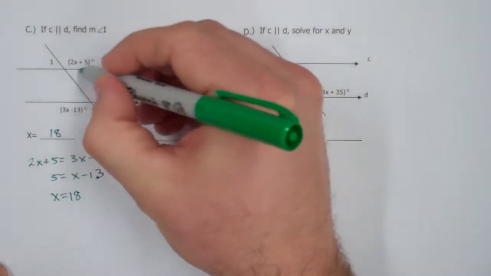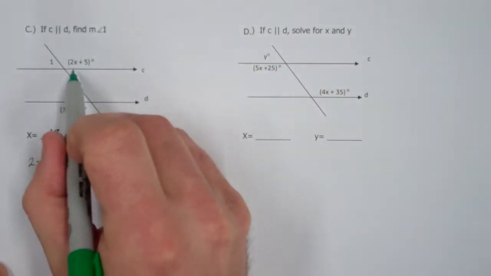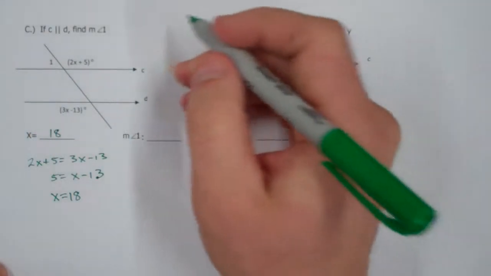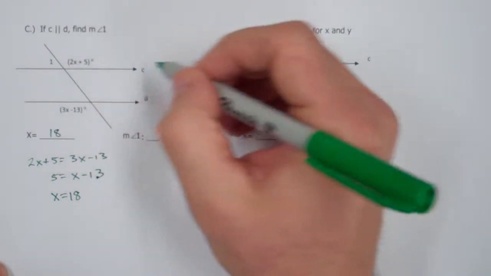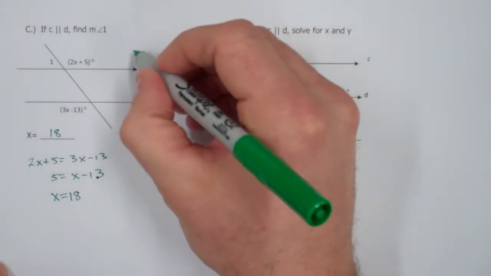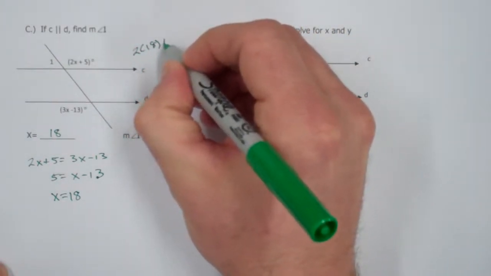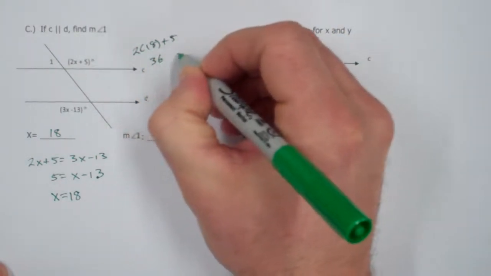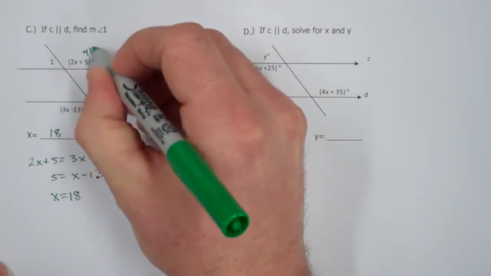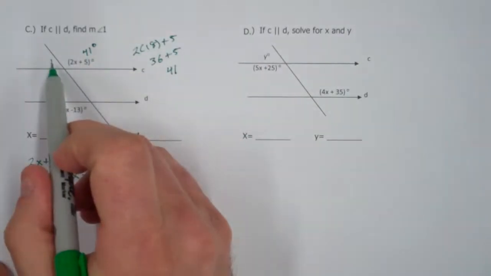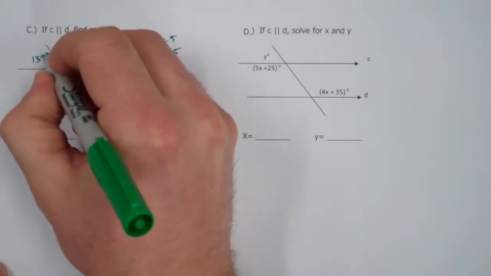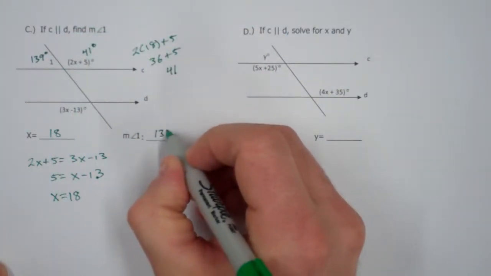We want to find the measure of this angle, and then we know that this angle here and angle 1 are supplementary. So let's try to find the measure of this angle, then we'll subtract that from 180 and we'll be able to find the measure of angle 1 here. So 2 times 18 plus 5 would be the measure. It's 36 plus 5, or 41. So if this angle is 41 degrees, measure of angle 1 would be 180 minus 41, or 139.